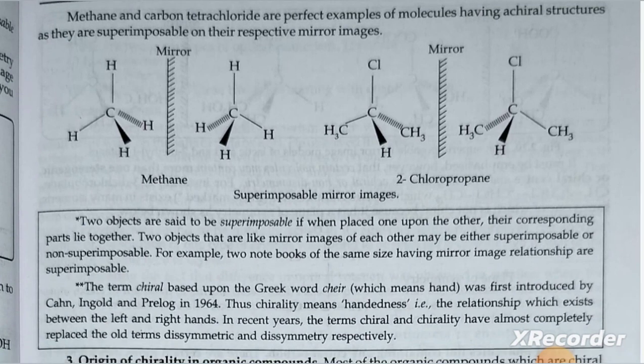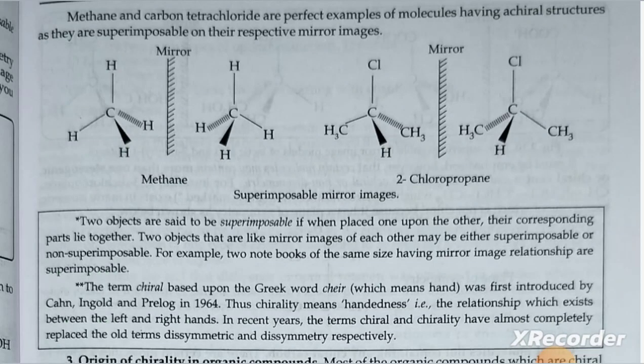Methane and carbon tetrachloride are perfect examples of molecules having an achiral structure and they are superimposable on their respective mirror images. Two objects are said to be superimposable if, when placed one upon the other, their corresponding parts lie together. Two objects that are like mirror images of each other may be either superimposable or non-superimposable. For example, two notebooks of the same size having a mirror image relationship are superimposable.